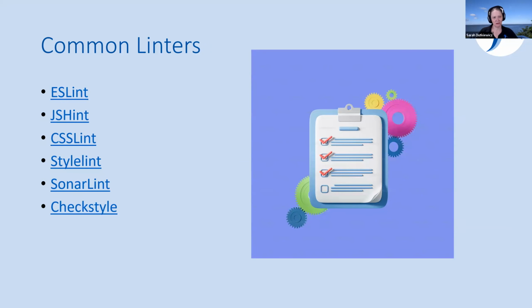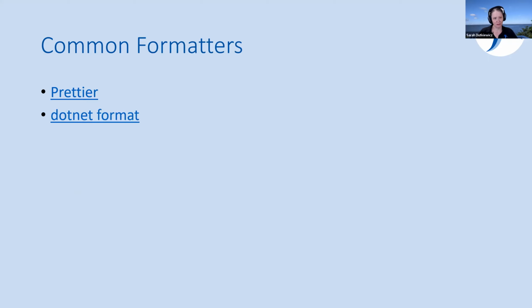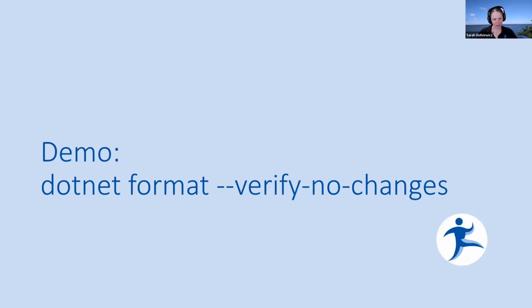Now, when it comes to linters, there are various linters out there. These are common ones that we've seen working with JavaScript and CSS, and when I'm working in C# as well. So ESLint and JSHint, those are my JavaScript go-tos. CSSLint, StyleLint, SonarLint, CheckStyle are other ones. And then with the formatters, there's Prettier, which I've used with my JavaScript code, and then .NET Format, which I'm going to show you here today. So .NET Format I'm using with C# code. I've used it with .NET 6, I've used it with .NET 7. It works wonderfully for getting things done.